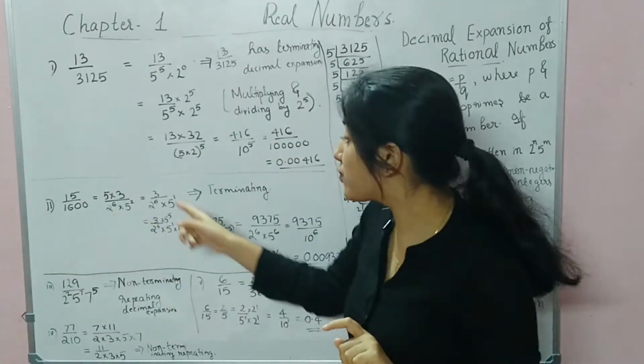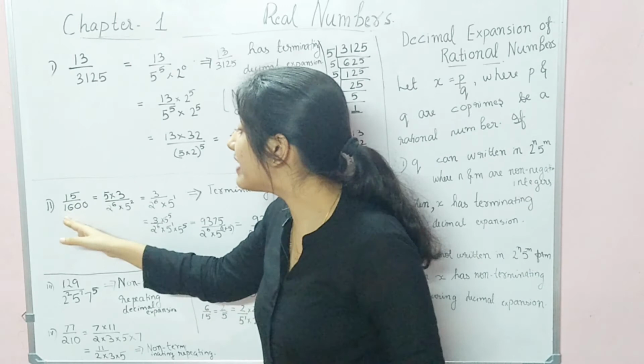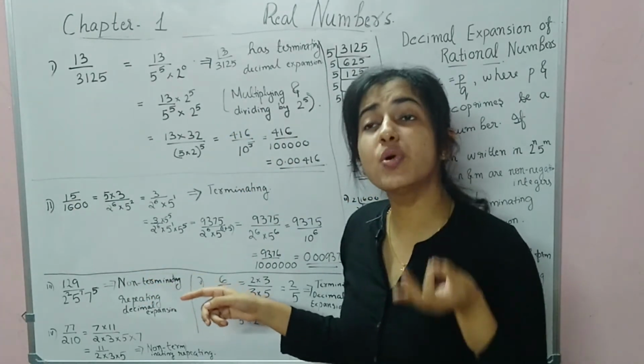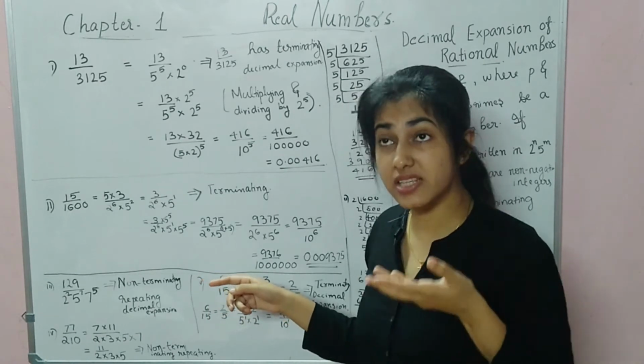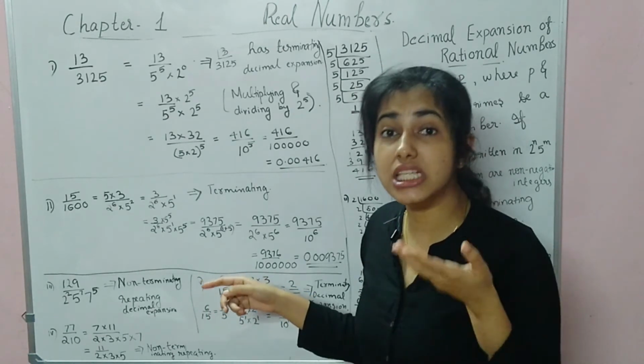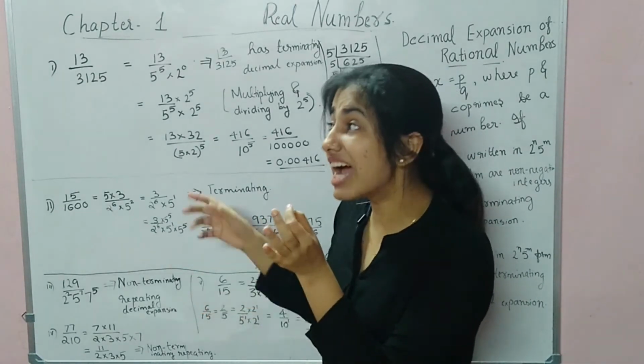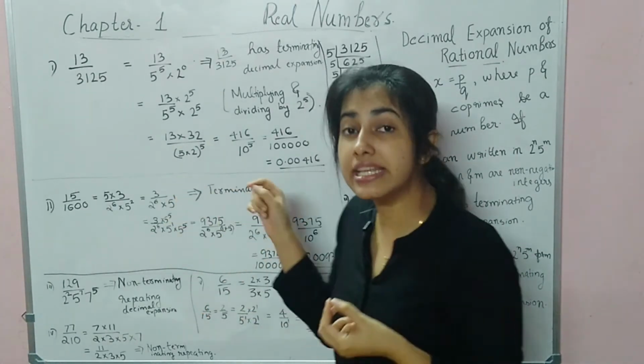Now let us see the next question. 15 divided by 1600. When you are given a rational number and you are asked to check whether the decimal expansion of that number is terminating or non-terminating recurring, you have to first write the given rational number in its simplest form.